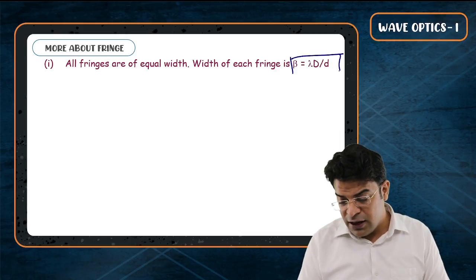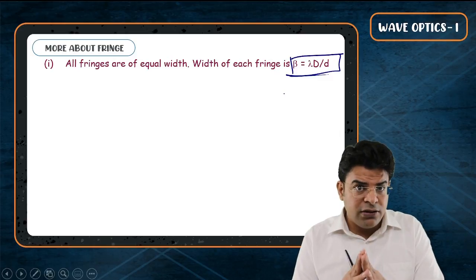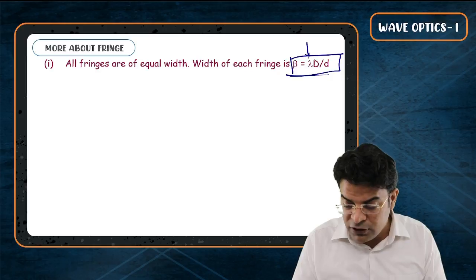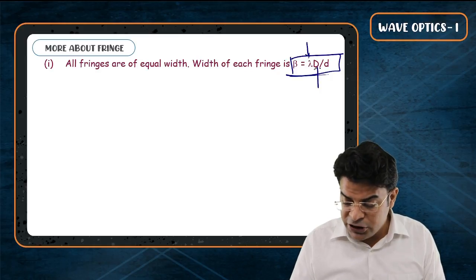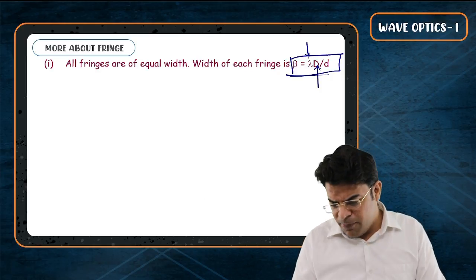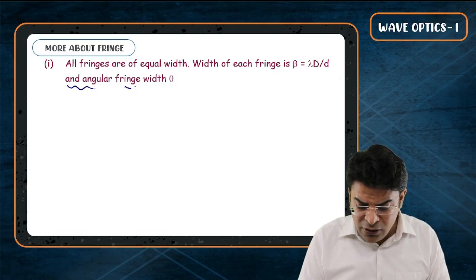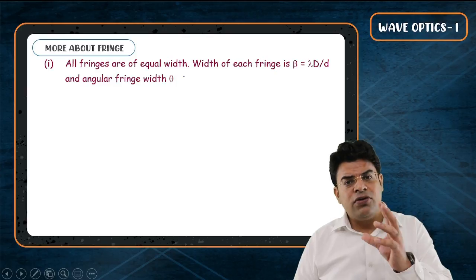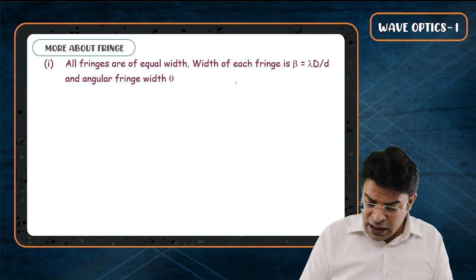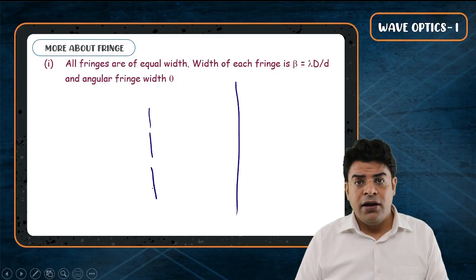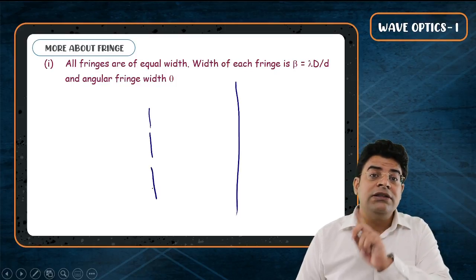This is something you have to remember. The fringe width observed in Young's double slit experiment equals the wavelength of the light used multiplied by the separation between the slits and the screen, upon the separation between the slits. And the angular fringe width theta. So what is the meaning of angular fringe width? Angular fringe width is the angle subtended by a fringe width on the slit side.